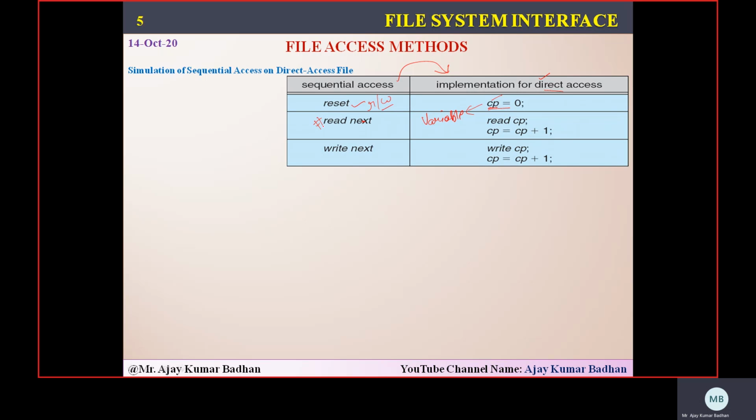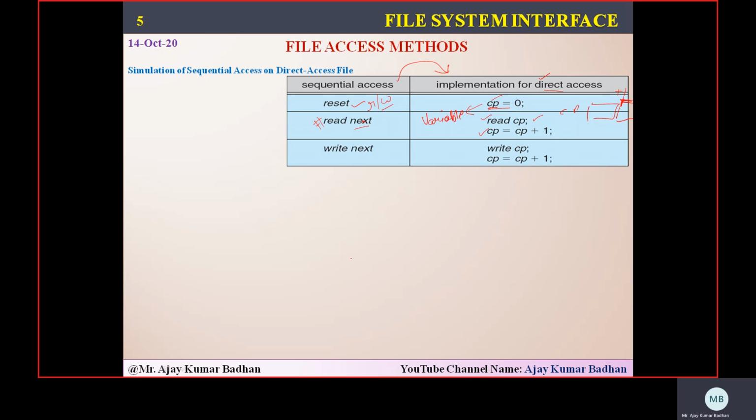Next method we have is read next. Read next will try to read from where we have stopped previously, and it will update the read pointer. Whereas if we want to execute the same thing here, we need to use read CP. First we read from where we need to start. Once the read is completed, we need to update the read pointer. That is what we are doing in the second step: CP equal to CP plus 1. CP holds the location which we have read, and after that we increment it by 1, so whenever we want to access, we will access from this particular location.